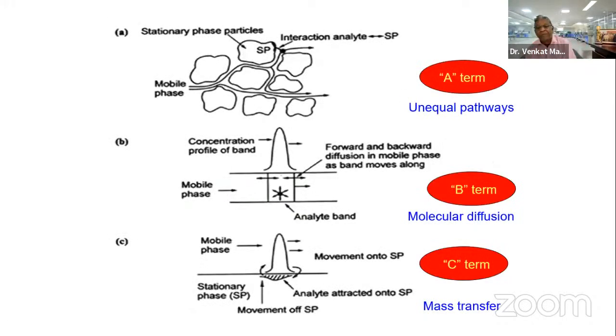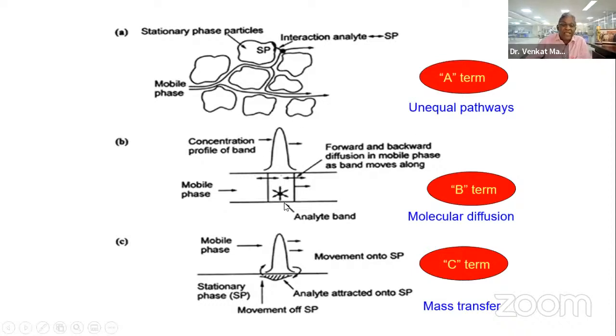Now, in this, what happens? This picture will tell you very clearly what exactly is happening. These are the particles. You can see here the stationary phase. Mobile phase entering. Some mobile phase passes through here, some passes through here. This is an analyte. Between the stationary phase and the analyte, an interaction can occur, and there are unequal pathways.